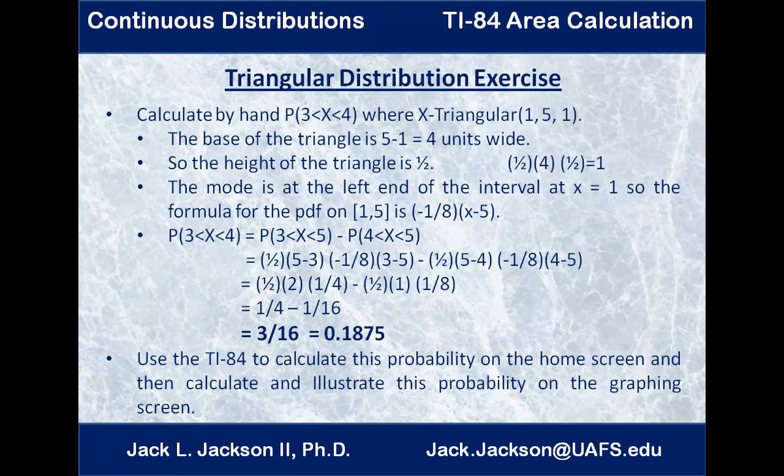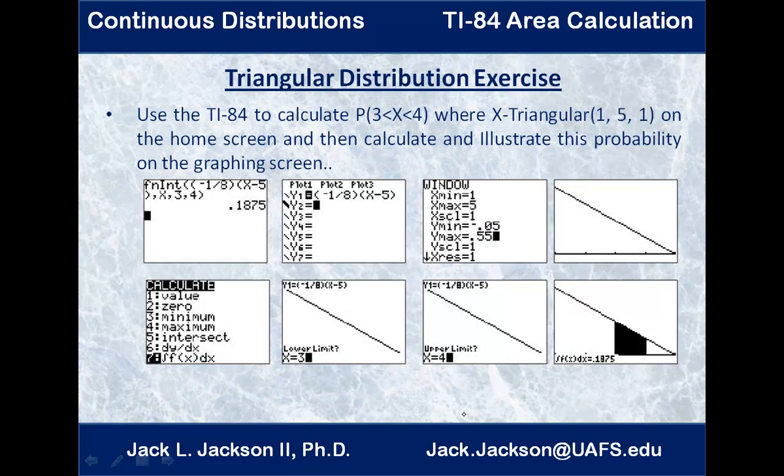It's kind of helpful if you actually draw it out too, but we're going to see that in the next screen. Now let's do this with the calculator and draw it out. So we're going to use the calculator to graph it. Here we go. Function integrate, put the formula for the PDF. On this interval, the formula is always negative 1/8 times x minus 5. Then you say comma x, comma, then a to b, 3 to 4, close parentheses, and you get 0.1875.